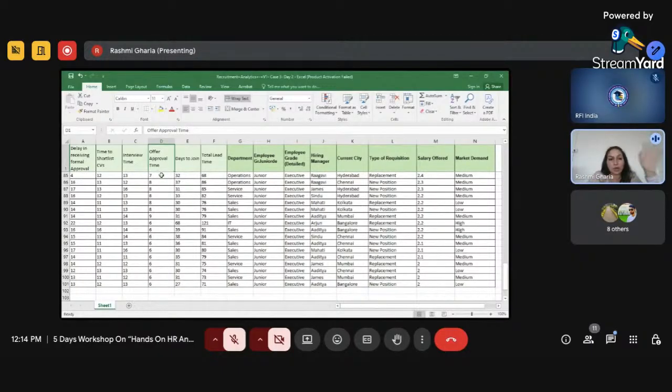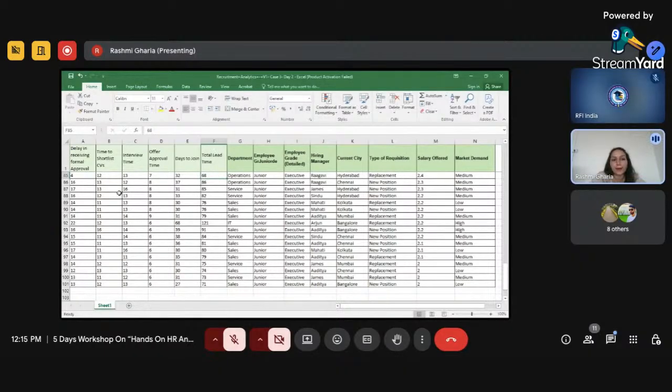Days to join: once the offer approval was there and the offer was shared with the candidate, how long they are taking to join the company. That is days to join. So when we calculate the total lead time, we are calculating all the time involved in the whole process of hiring. The total lead time here is 60 days, 86 days.